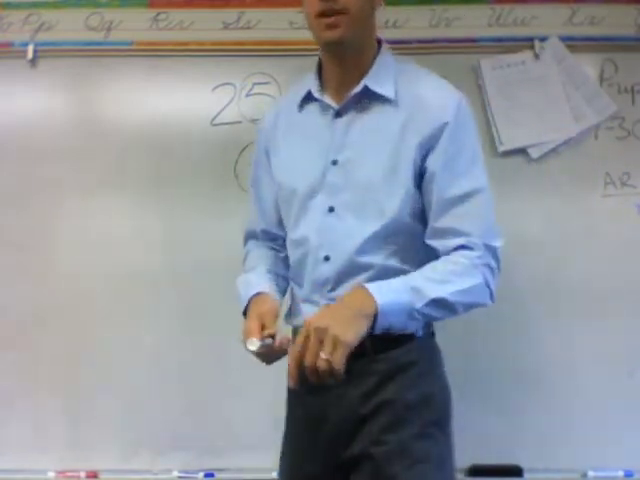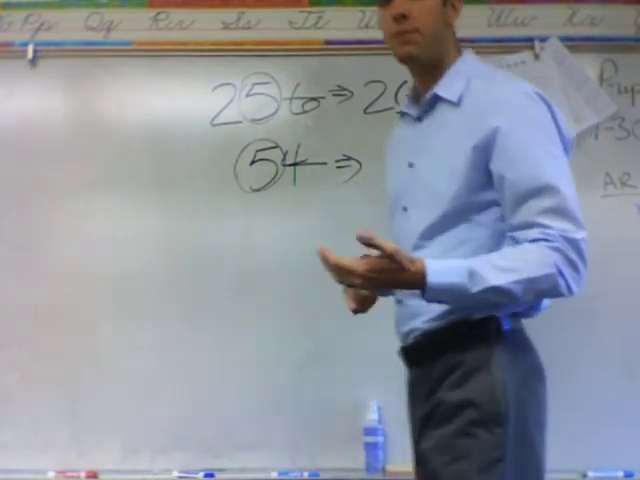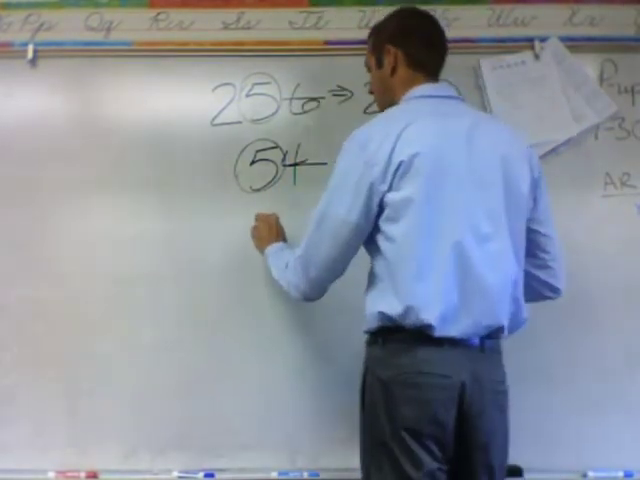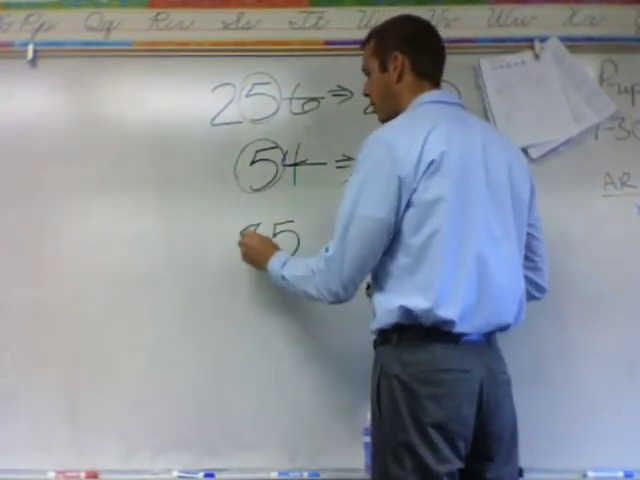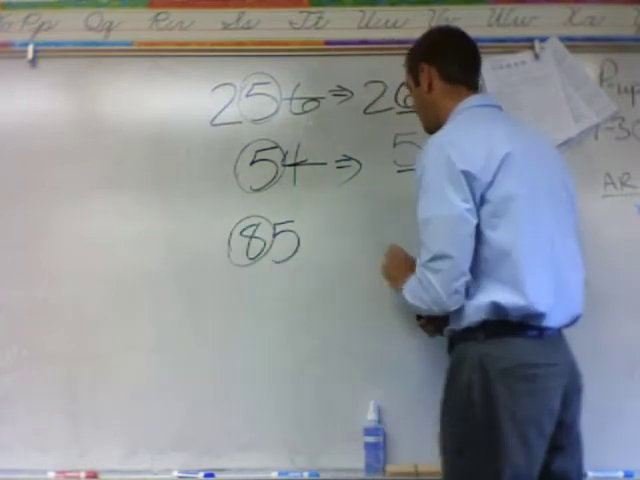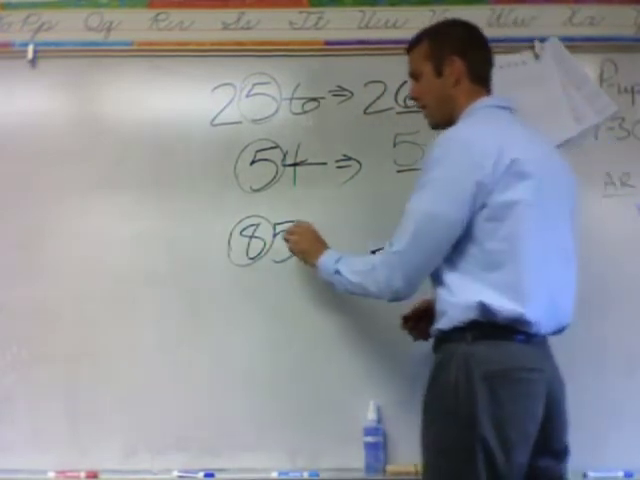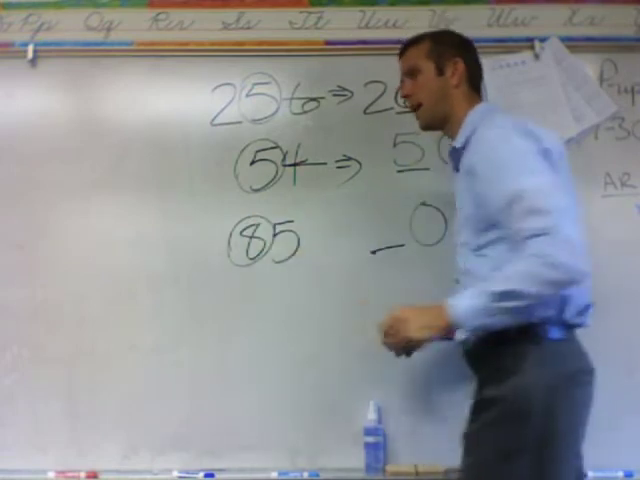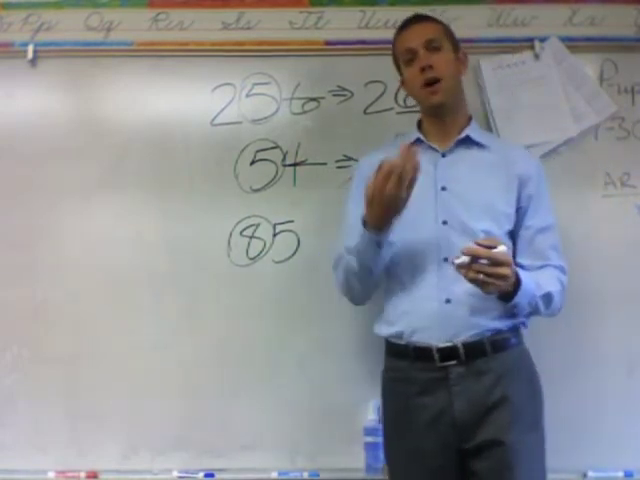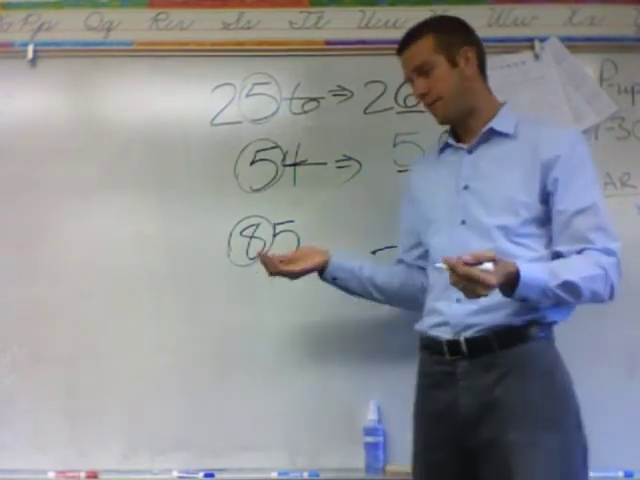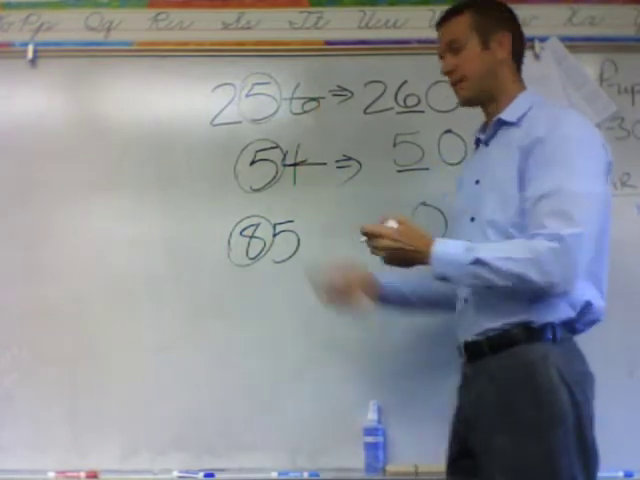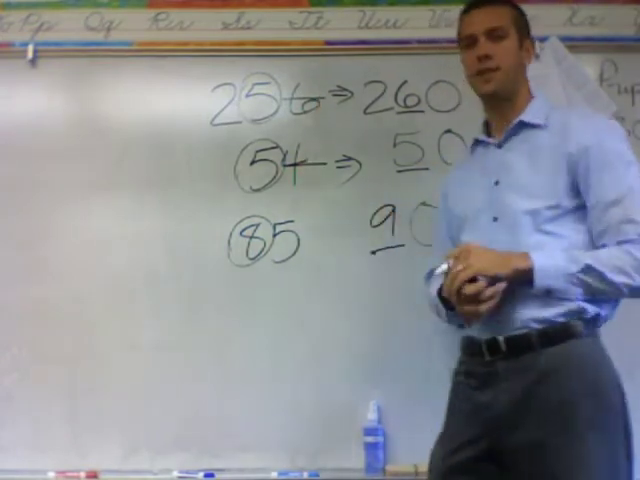Let's try it again using the same method. Number 4 is 85. Round to the nearest 10. So something with a 0. And this 5 is going to turn the 8 into what? Is it going to make it go up to 9 or stay at 8? 5 is your magic number. It causes the number to go up to 90.